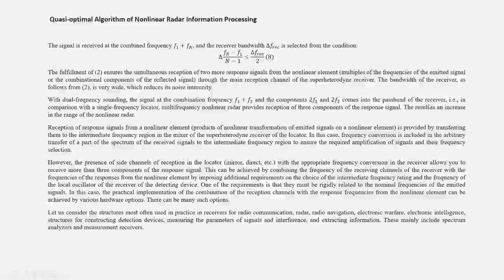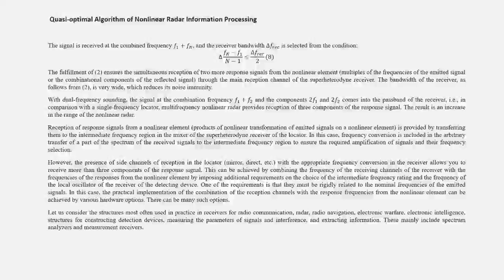The signal is received at a combined frequency f1 plus fn, and the received bandwidth delta f_rec is selected from the next condition. Its fulfillment ensures the simultaneous reception of two or more response signals from the nonlinear element through the main reception channel of the superheterodyne receiver. The bandwidth of the receiver, as follows from 2, is very wide, which reduces the noise immunity. With dual-frequency sounding, the signal is at combined frequency f1 plus f2, and the components f1 and f2 come into the passband of the receiver.